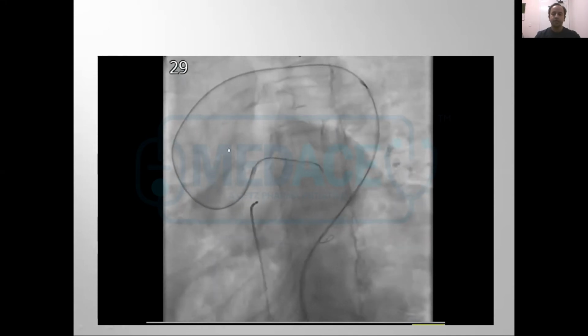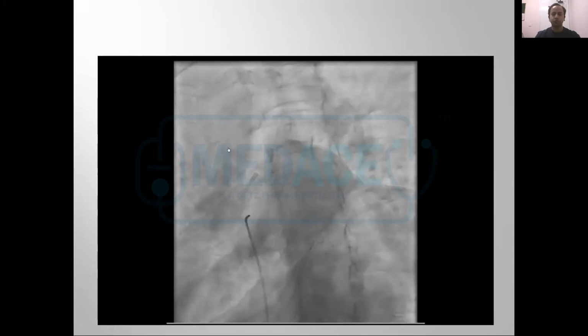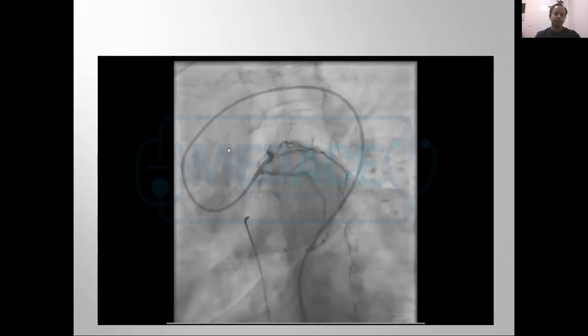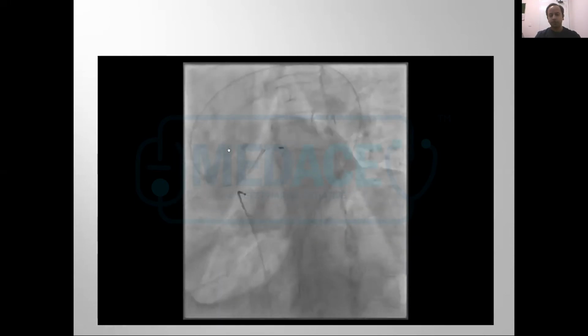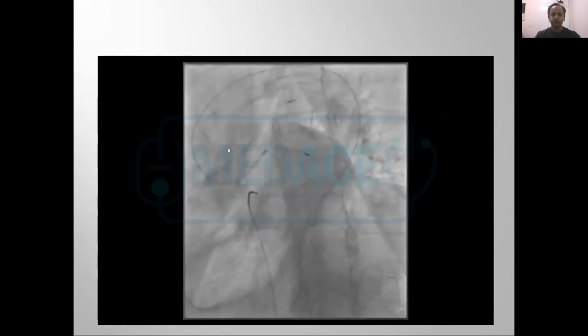After that, we directly exchanged the Runthrough with the RotaFloppy. Initially, we took a smaller burr, which was 1.25, and you can see there was hindrance crossing the dissected part, and then later on it went through well. Now the Rota 1.25 burr has crossed the dissected part, and we are doing the runs. This is the check injection as per practice to look for slow flow, no reflow, perforation, or any dissection. Now we took the bigger burr size, 1.75, and are trying to do the proximal to mid circumflex.